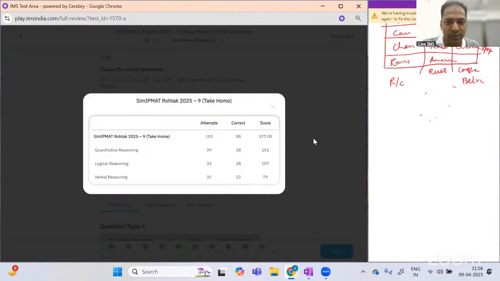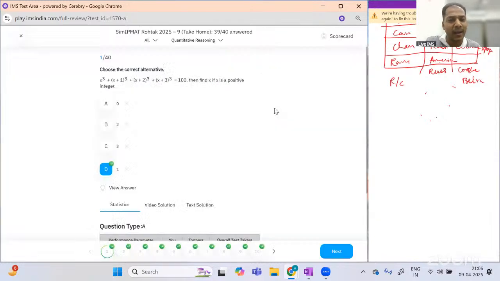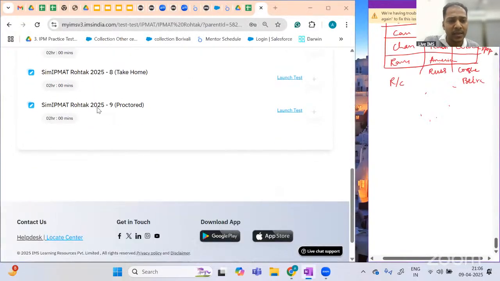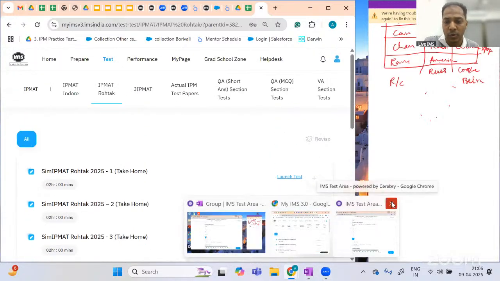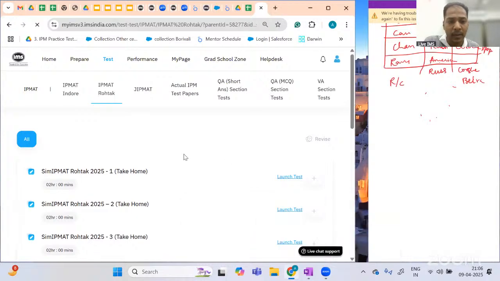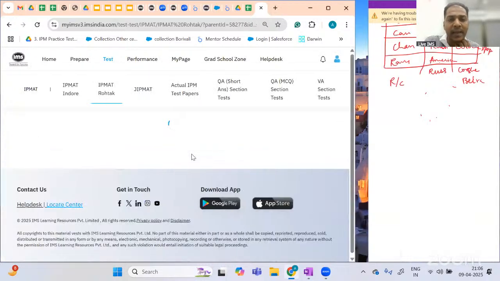However, I've got 337, with 151 in QA, 107 in LR, and 79 in verbal. This is something which I expect of myself because I am a QA and an LR mentor, and LR was slightly more lengthy or tricky over here. So when I go to this test and I look at this test, if I just close this window, it will update my analytics page.